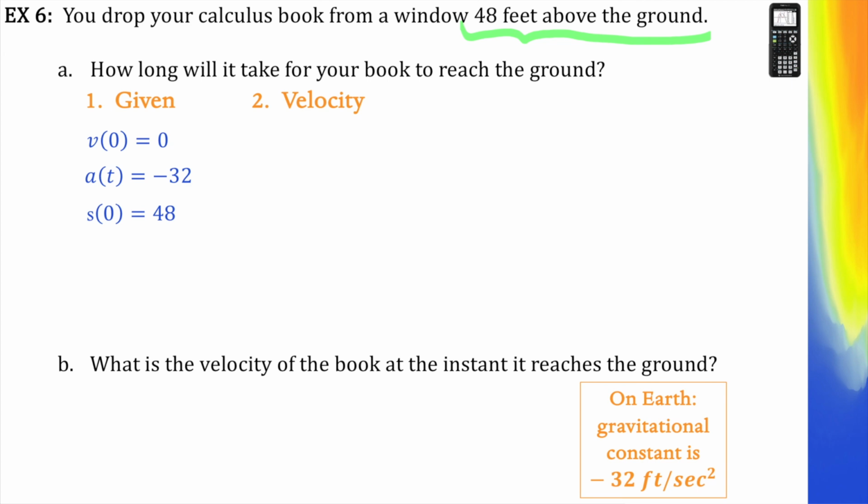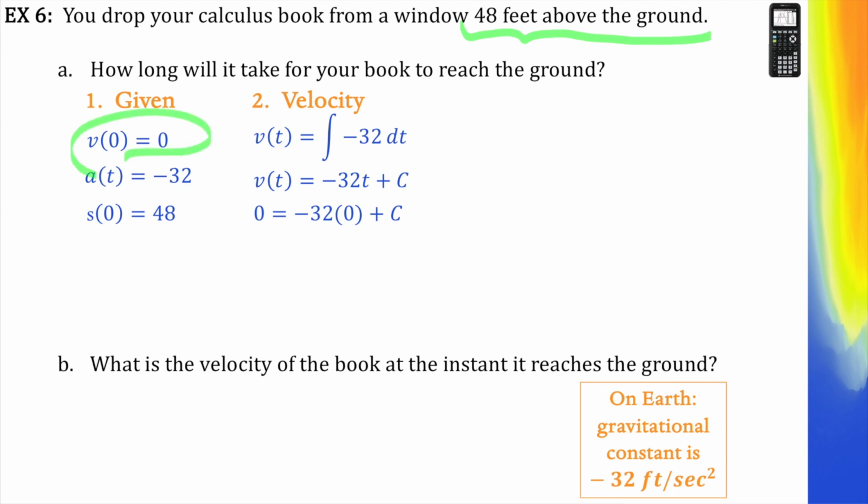All right, let's figure out a velocity function. In order to find velocity, we're going to have to take the antiderivative of acceleration. So we get -32t plus c. We have an initial condition of 0, 0. So we know that c is 0 and our velocity function is -32t.